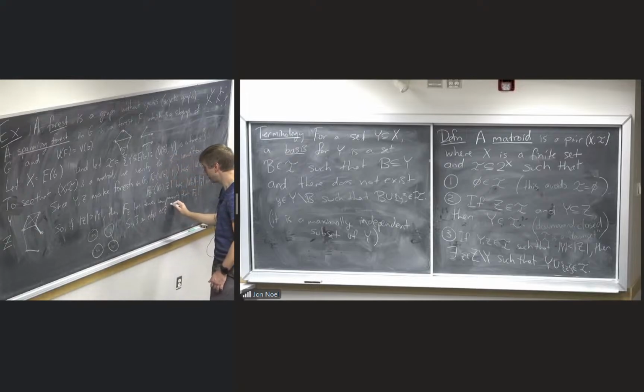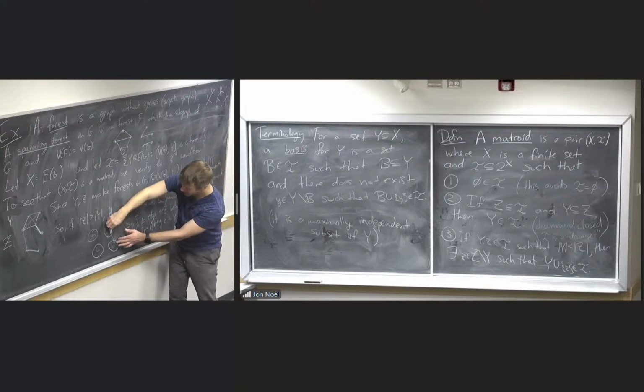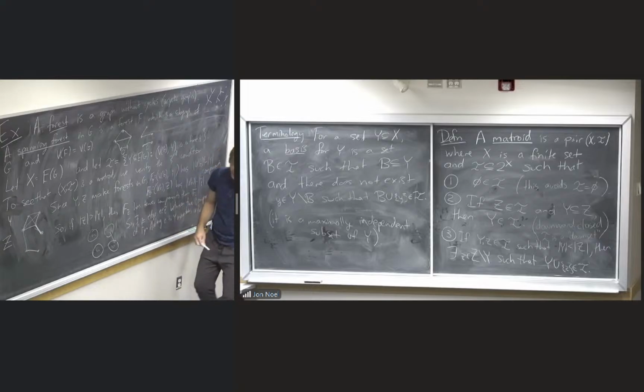So there exists an edge E in Z between two components of FY, and then adding E to Y maintains a forest. Right? Because it doesn't close a cycle, because I'm adding an edge between two different components. There's no way I could get a cycle from that. It's a little bit sketchy, but that's the idea.